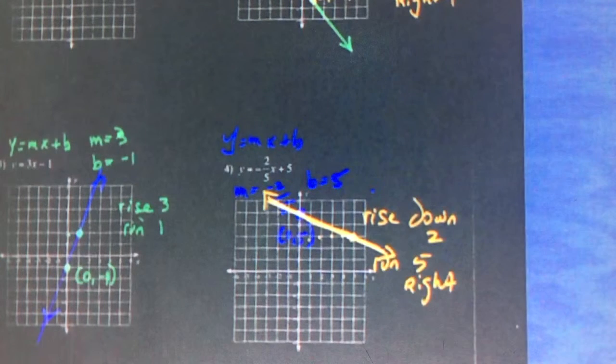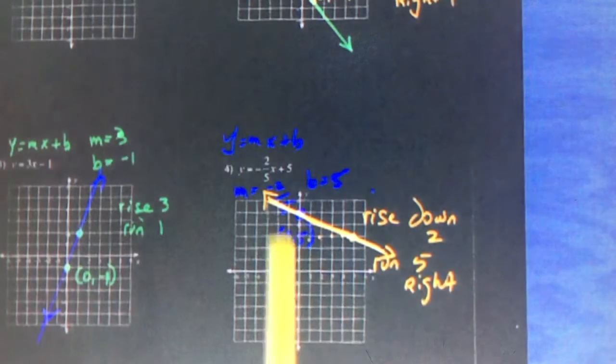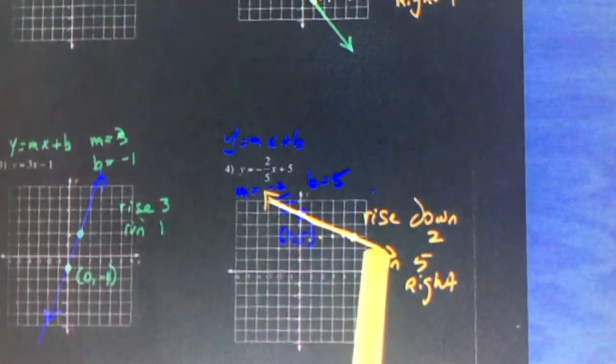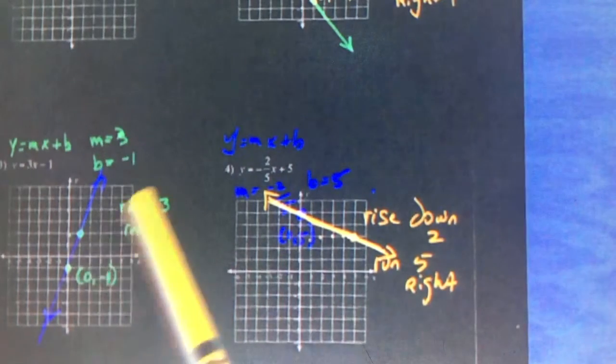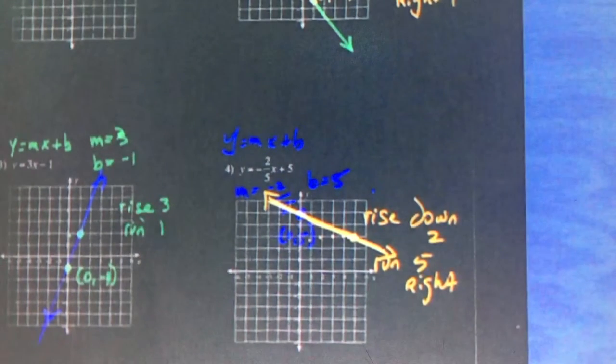Well, I hope it's been instructional. I hope you understand much better the concept of slope-intercept form and how it applies to graphs. Remember, a negative slope is going to go down like a plane landing, and a positive slope is going to go up like a plane taking off. Happy homework times.